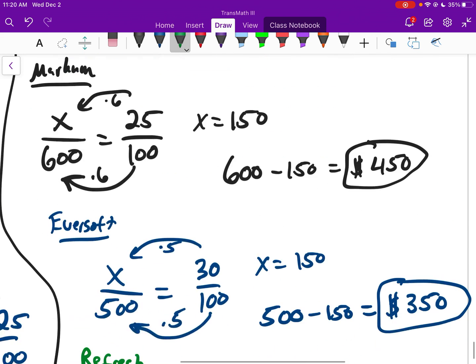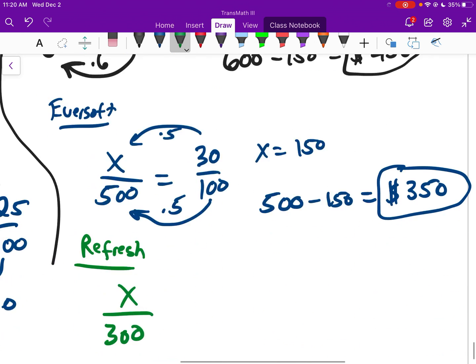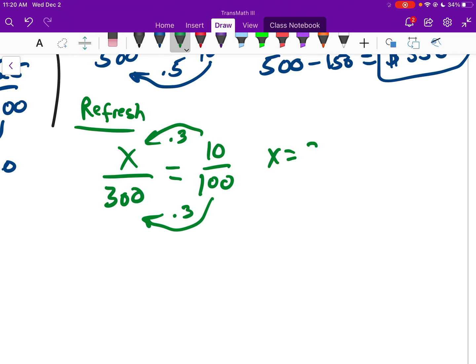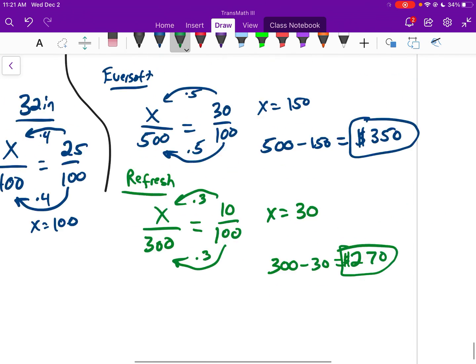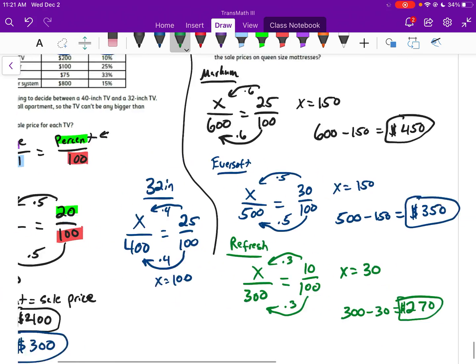All right, finally, the Refresh. We got an original price of $300. We don't know the price off yet. That's what we need to figure out. So x over 300, and we got 10% off. So 10 over 100. I'm going to go ahead and use horizontal again, times 3, times 3. For this, we're going to get $30 off. Again, x is representing that discount in dollars. So the original price minus the discount is 300 minus 30 to give us a total of $270 for the Refresh mattress. So those are the 3 sale prices for the 3 mattresses.